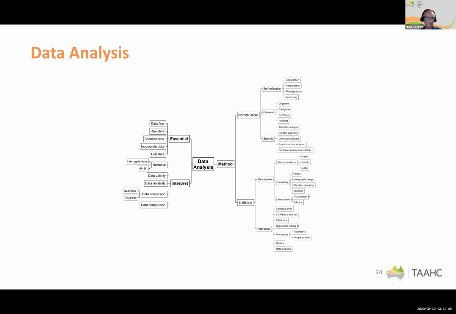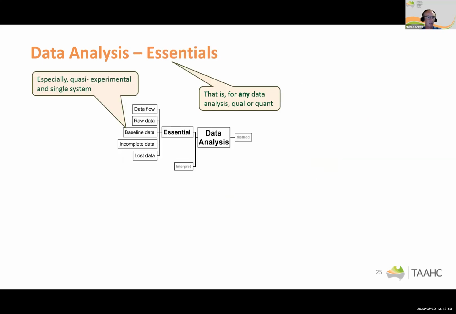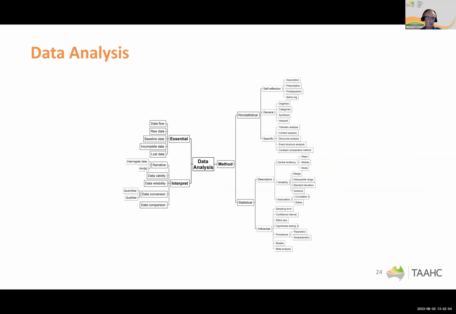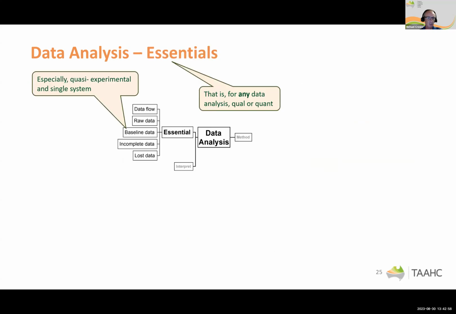And then we get into data analysis. This is split up into essentials, your methods and interpretation. So the essential data analysis, again, for qual and quant, what is your data flow? So you need to know how your data happened and what it actually, from top to bottom, how it flows. I can't think of a better description than that.